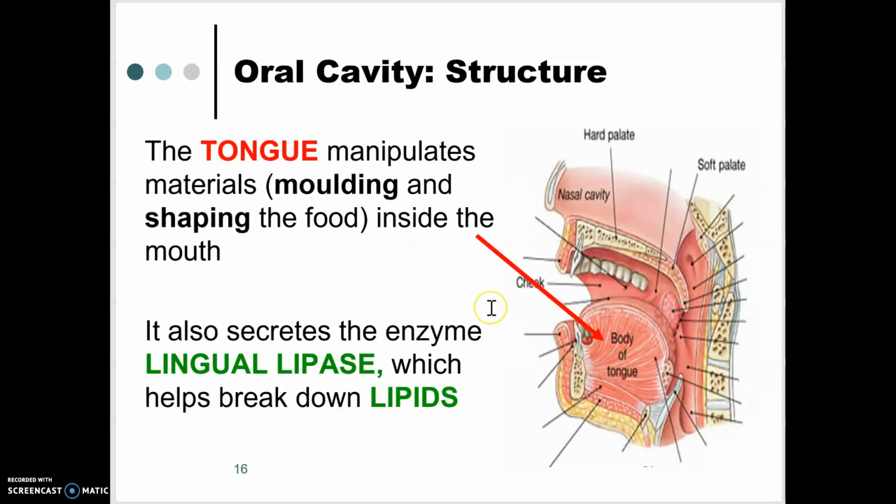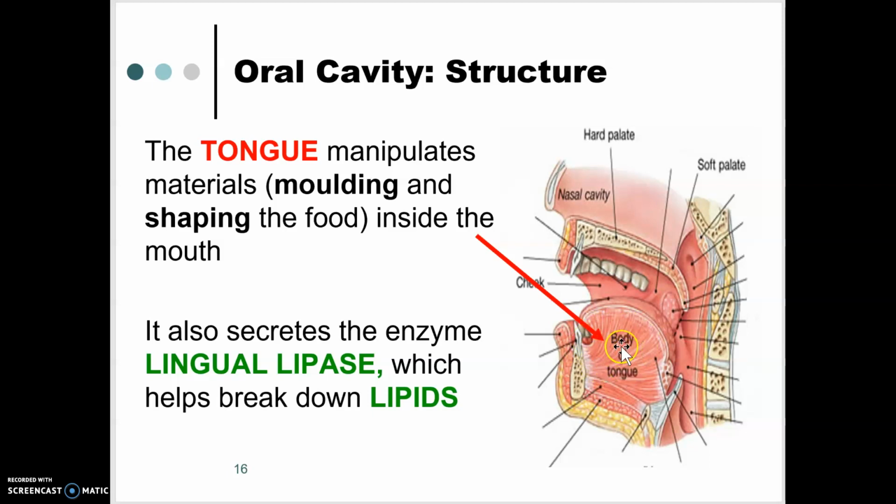Now the tongue is super important. Not only does it allow us to manipulate our food while we're chewing and eating, but it also allows us to make sounds, to talk, to form language, and so on and so forth. So the tongue is quite an important muscle. And you can see here the shape of the tongue.